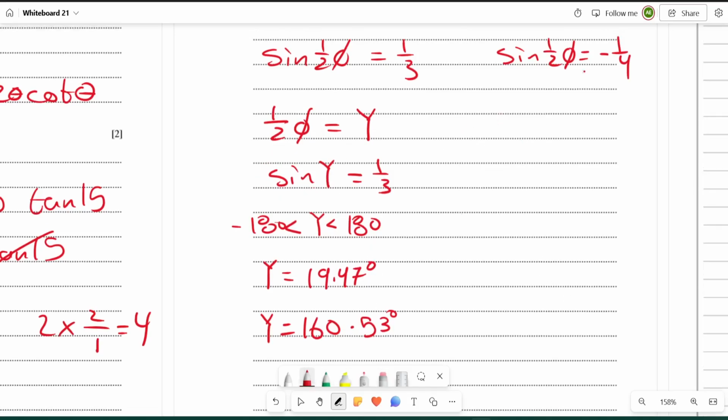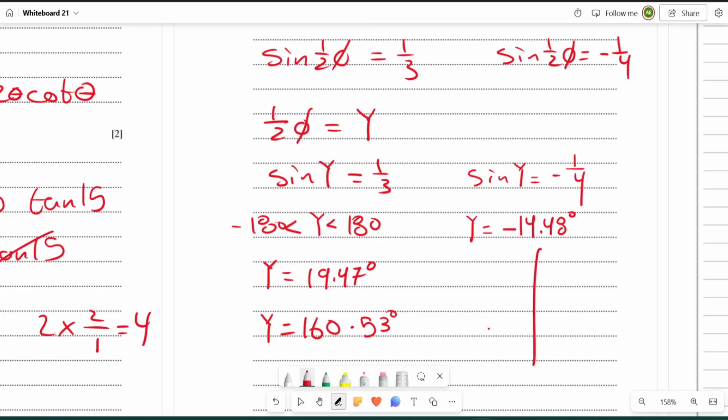Let's solve for this part as well. So again, sine y is equal negative 1 over 4. So the first principal answer is going to be shift sine negative 1 over 4, which is equal to minus 14.48 degrees. That is my first answer.